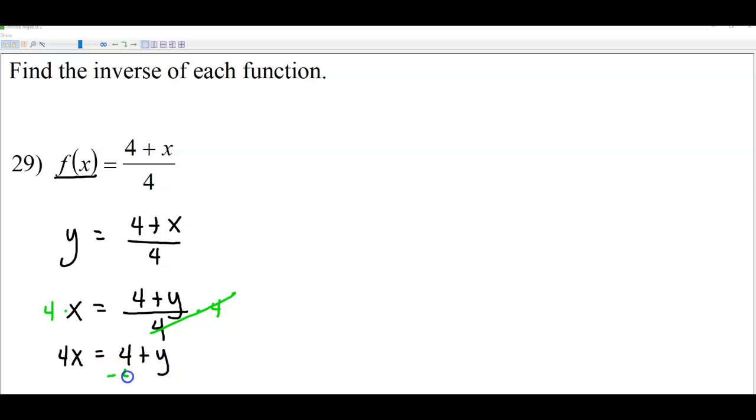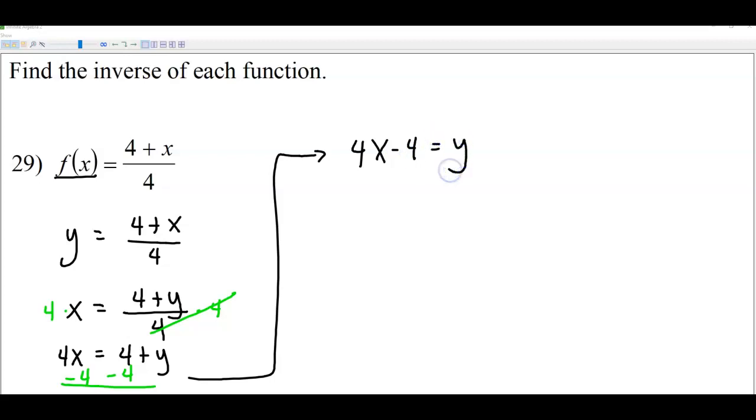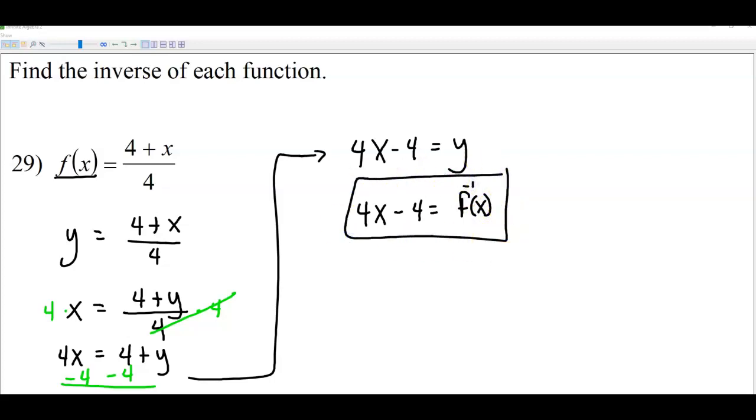The next thing I'm going to do is minus this 4 on both sides, and that gives me 4x minus 4 equals y. And then finally, the last step is to replace the y with an f of x again, but this time it's an inverse function, so I'm going to put a little negative 1 there. And that's the end of it.